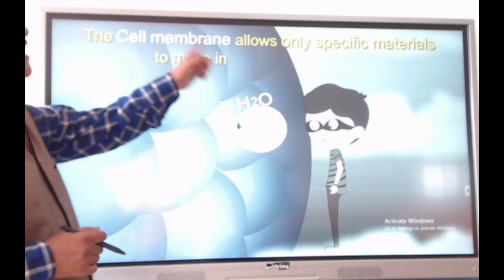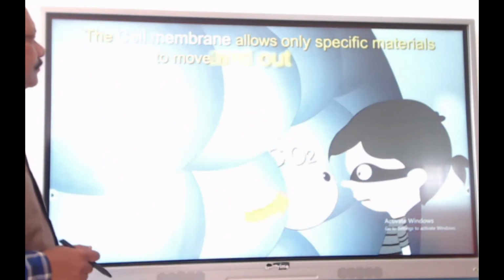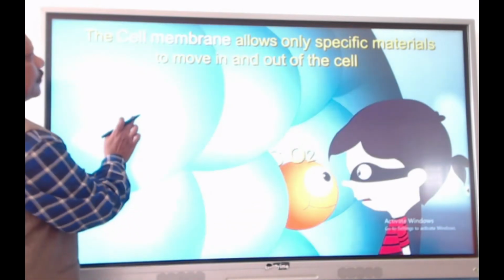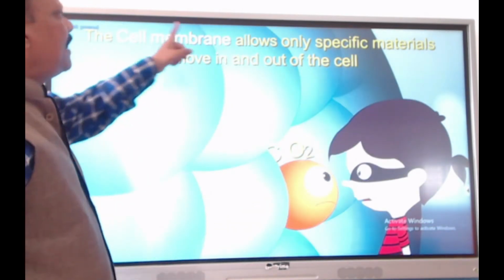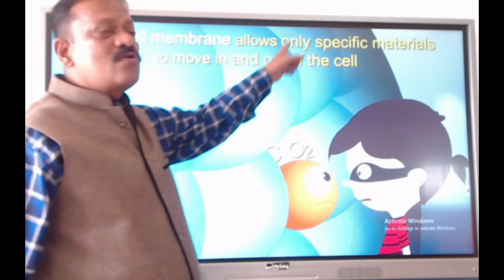The cell membrane allows only specific materials to move in. Now see, the cell membrane allows only specific materials to move in and out of the cell.